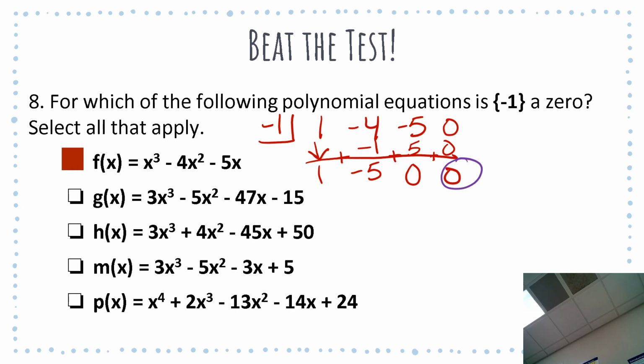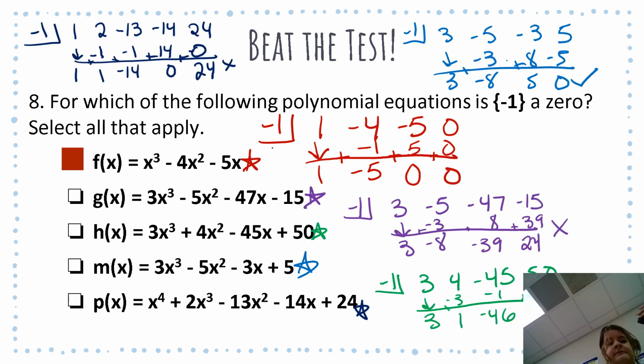All right, so I want you to go through the rest. I want you to do 4 more synthetic divisions, and figure out which ones -1 works for. All right, so you should have just gotten that second to last one as another one that works. All right, any questions on that one? I try to color code it so you can see which ones go with which.